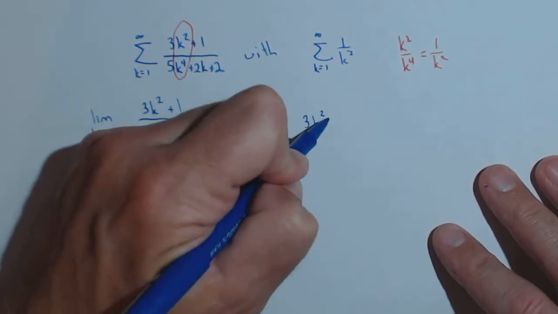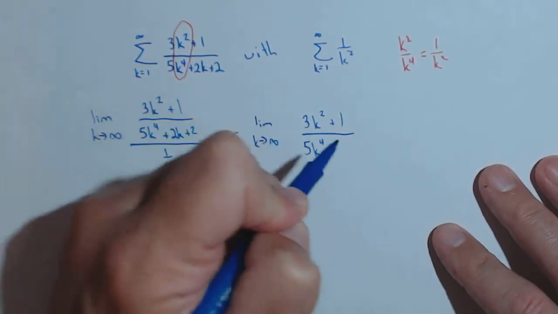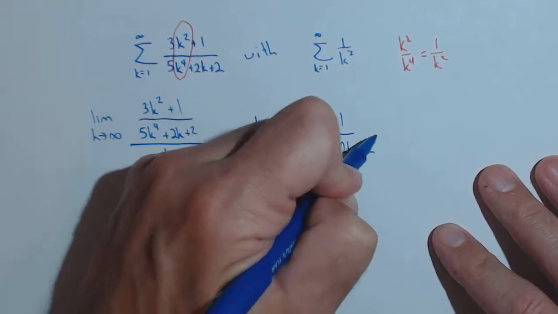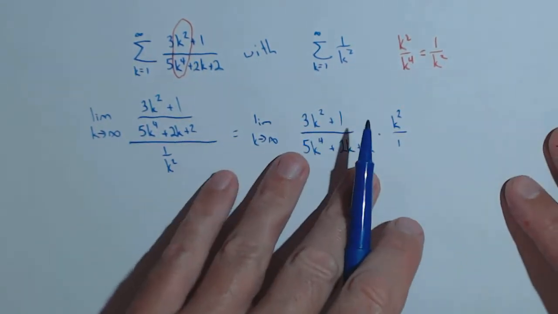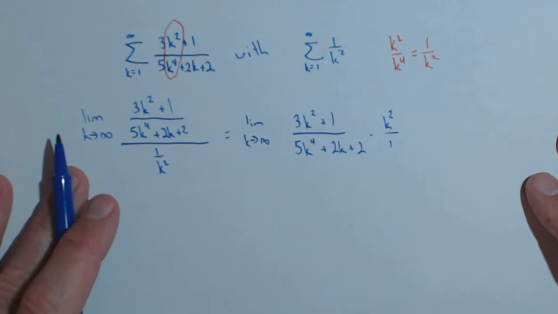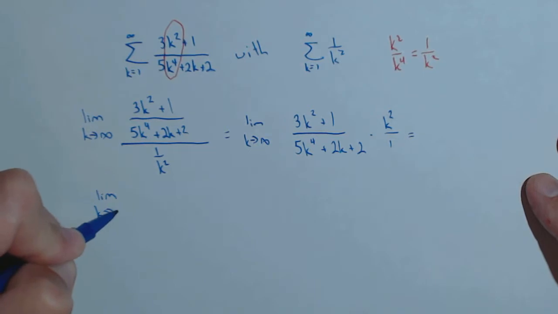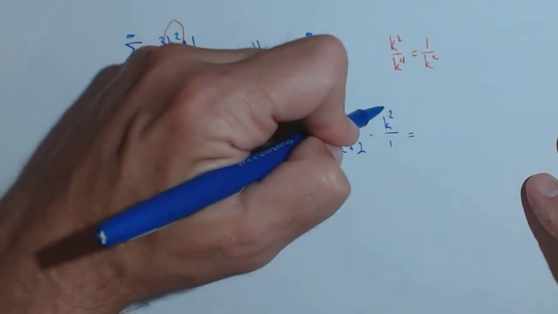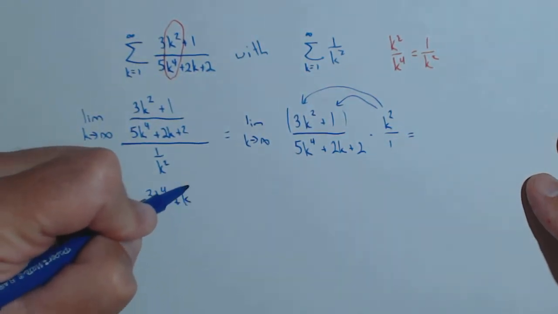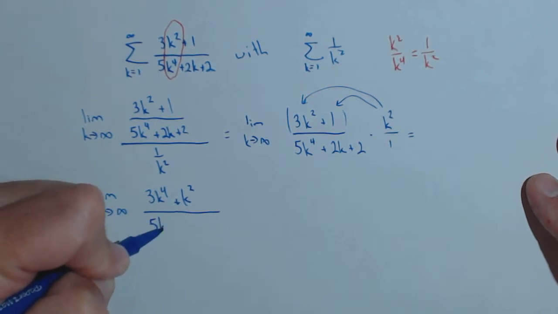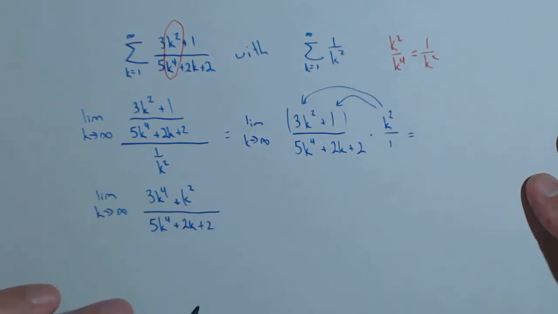So we got (3k squared plus 1) over (5k to the fourth plus 2k plus 2) times k squared over 1. All right. Now we're going to go ahead and multiply out. There's not too much multiplying to do. So we have the limit as k goes to infinity. This guy needs to be distributed, so be careful on that. We're going to have (3k to the fourth plus k squared) over (5k to the fourth plus 2k plus 2), since it only gets multiplied by 1.